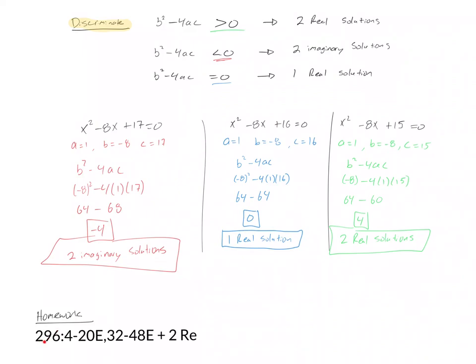Your homework is on page 296. You're going to do 4 through 20s even. You're going to do 32 through 48 even, and then 2 from the review.